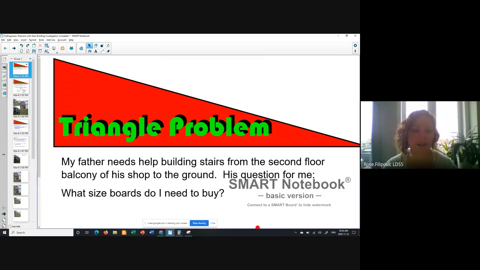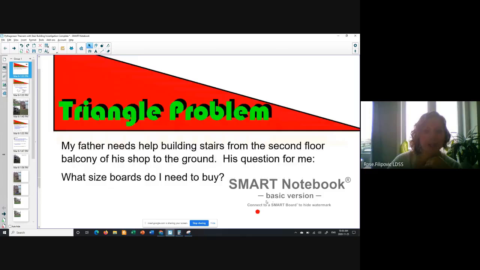And I actually have a little document that hopefully I'll get the chance to show you so that you can see a little bit more application of the Trig. Okay. So my father presented this problem to me. He needed to build stairs from the second floor of a balcony of his shop down to the ground. And his question for me is, what size of board do I need to buy?